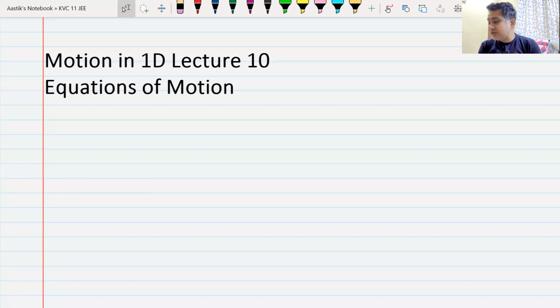And here we start on today's topic, motion in 1D. This is lecture number 10, and we are supposed to wind up this entire discussion by today. Everything must have a timeline. In yesterday's class, we were discussing equations of motion.